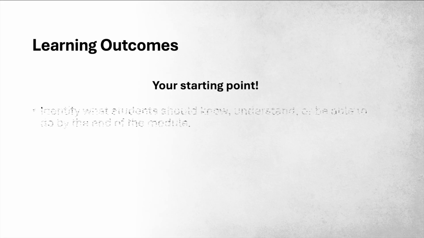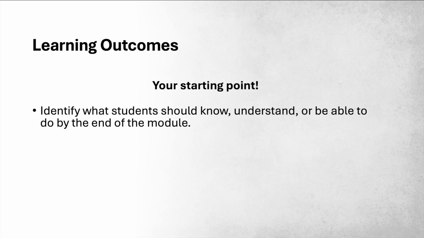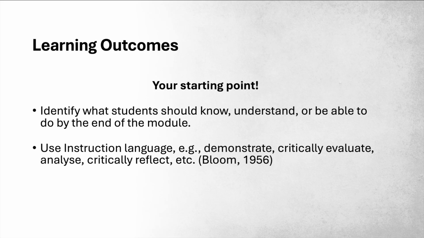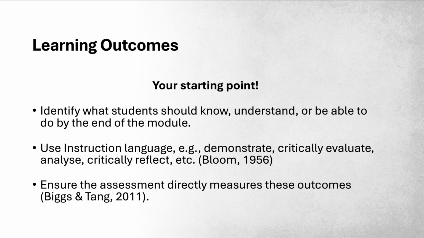When designing your module, start by identifying exactly what you want students to know, understand, or be able to do by the end of their learning. Use clear instructional language terms, for example, demonstrate, critically evaluate, analyse, critically reflect, drawing on the same ideas as Bloom's taxonomy to set the right cognitive level. Once these outcomes are in place, ensure that your assessments are directly aligned with them, so you're measuring precisely what you intend students to achieve. This is called constructive alignment, a theory penned by Biggs.